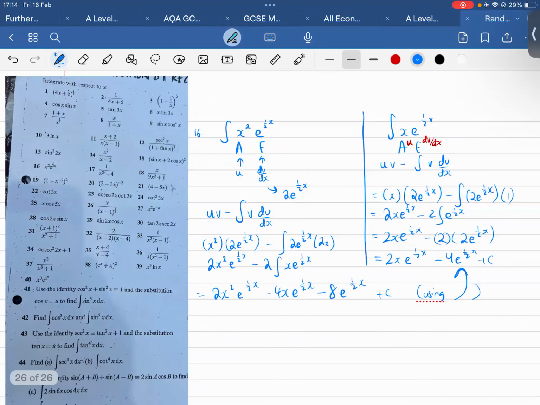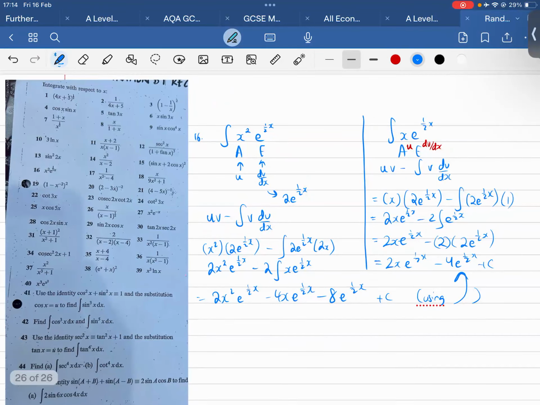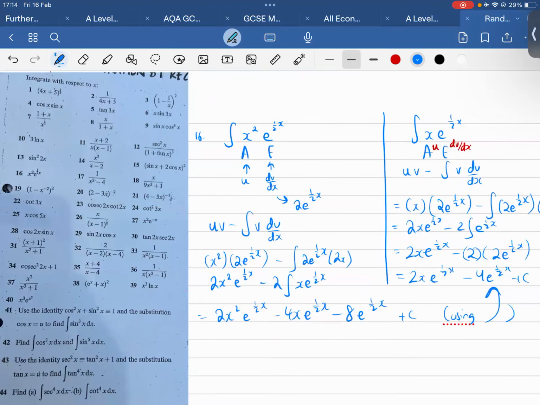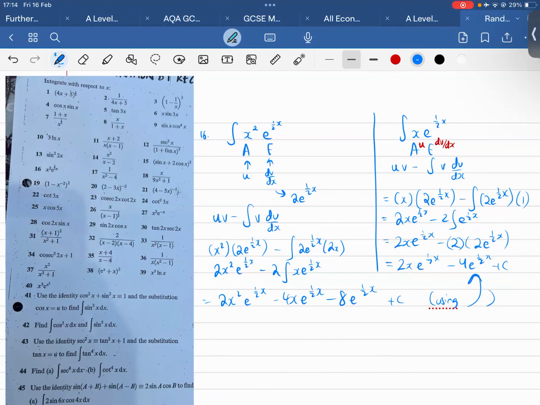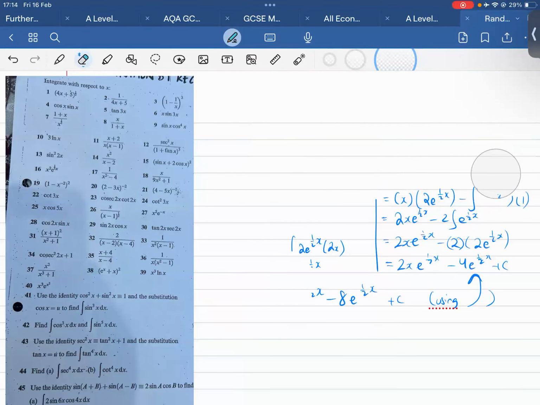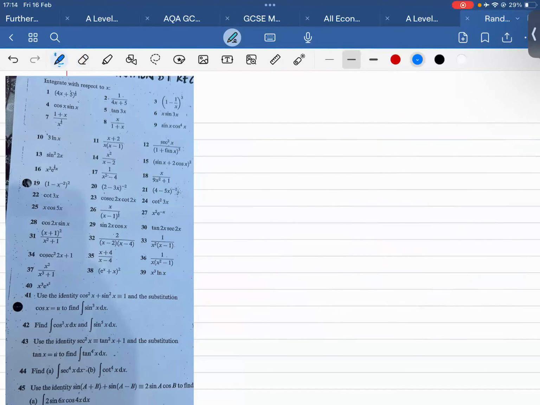Okay. Question 17. What method is that? 17 is substitution. What's x squared minus 4 to the minus 1? That can work, or there's a bit of an easier method. Partial fractions. But let's try both.